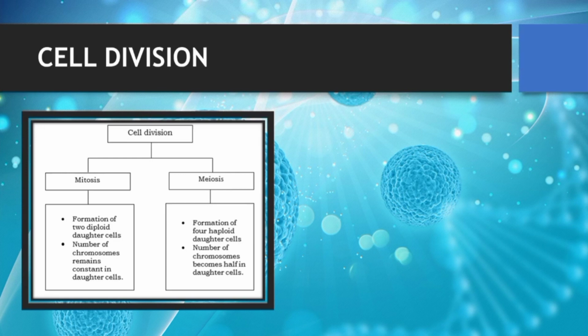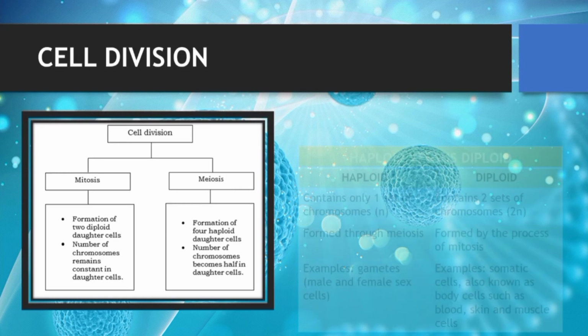And in mitosis, the number of chromosomes remains constant in daughter cells. Ibig sabihin, sa tao, kung ang diploid number of chromosomes is 46, kapag nag-divide na to para makabuo ng dalawang cells, yung dalawang cells ay mayroon ding 46 na chromosomes, and at the same time, these two cells are totally identical to the parent cell. Kapag meiosis naman, it is the formation of 4 haploid daughter cells. Bakit 4? Dalawang beses kasing magkakaroon ng division during meiosis. And remember this, in meiosis, the number of chromosomes becomes half in daughter cells.